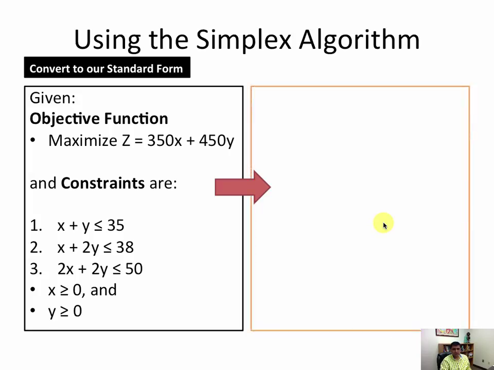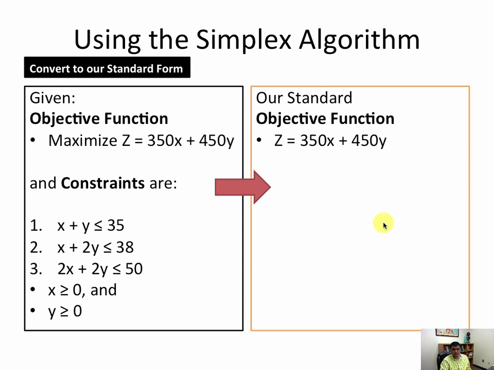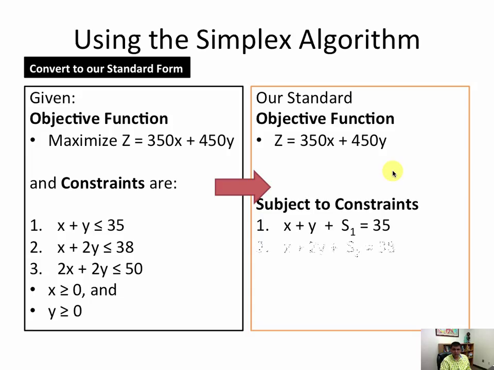So our standard form is maximize function still is the same, so z is equal to 350x plus 450y, and for the constraints we will add s1 as a slack variable to constraint 1. So our first constraint becomes x plus y plus s1 is equal to 35.